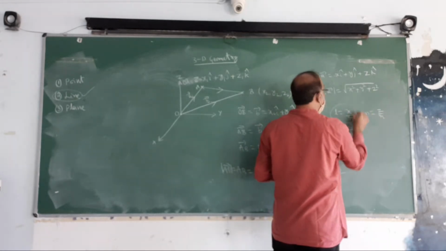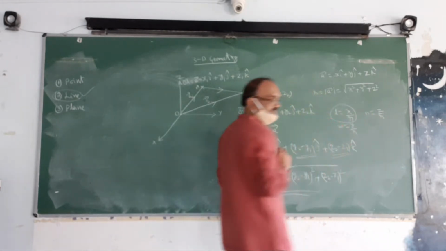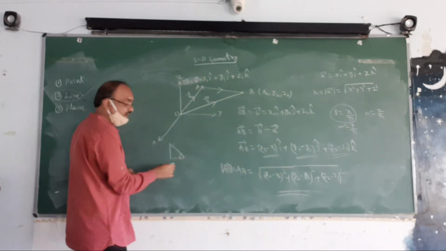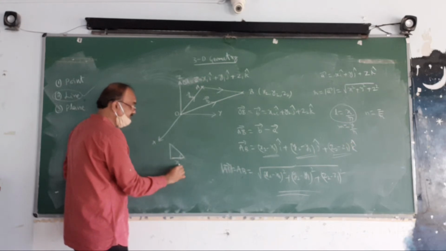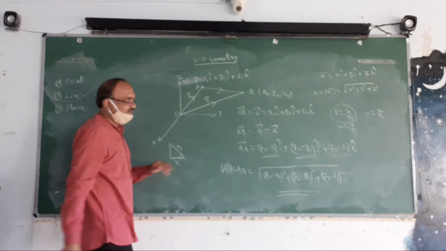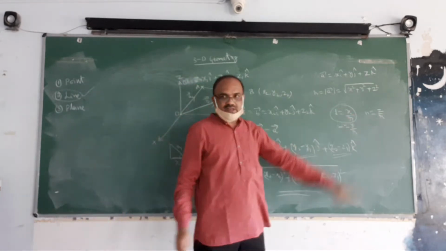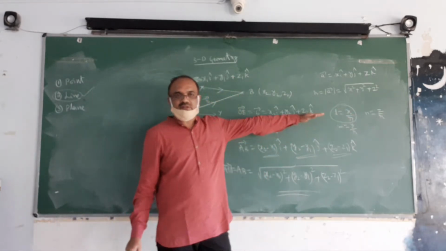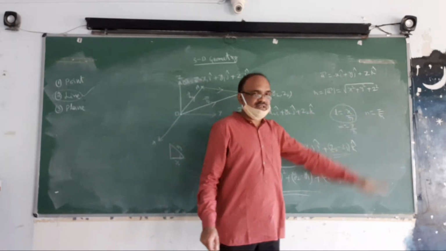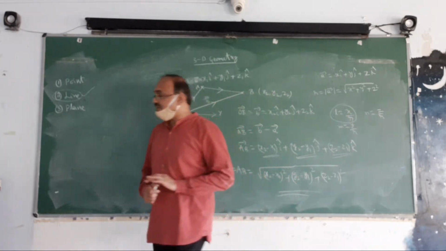How does this come? Cos. What is cos? Adjacent side x divided by hypotenuse, x by r. So that's what we will get. Okay, this is what we learned yesterday, and then we learned one relation, that is l square plus m square plus n square equals 1. Based on that, you have done some problems.